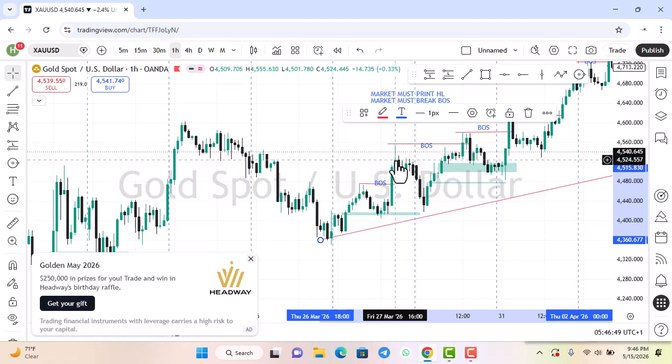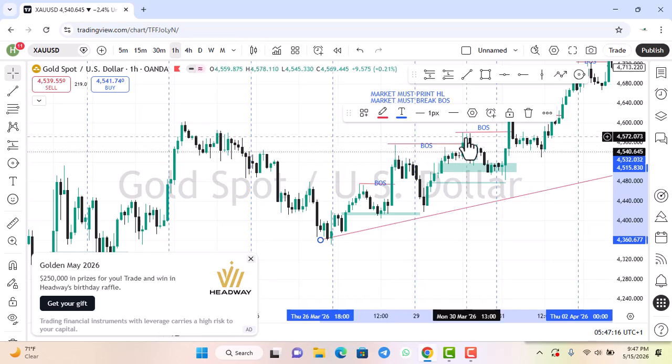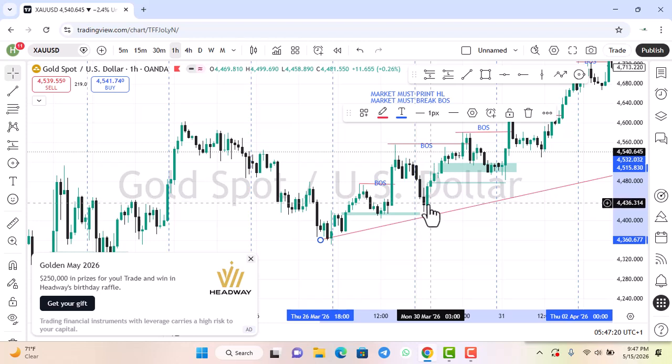valid break of structure. Then after having the valid break of structure, market comes to this point here. When the market is at this point, I don't rush to decide that this point is our new higher low. I only decide when market breaks the recent higher high here. When market breaks the recent higher high here, that is when I'll say, okay, this is my valid higher low.